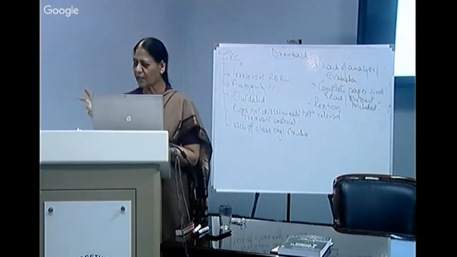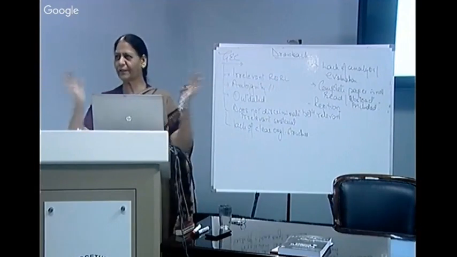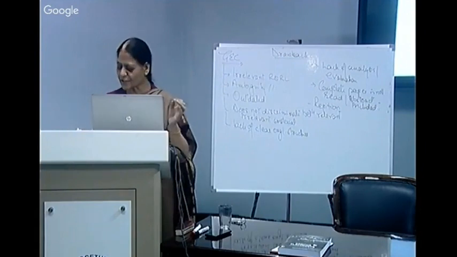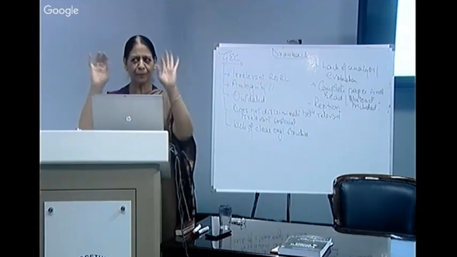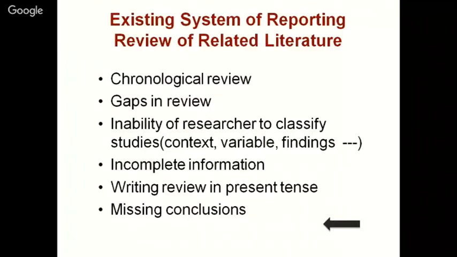When you are presenting it in chronological order, that indicates that you have collected a number of studies, taken the abstract from each paper, and are just including the abstract in your review of related literature. It does not involve any study, any analysis, or any synthesis of the information available in the various papers or articles which you have reviewed. Another important drawback which we come across is gaps in the review.